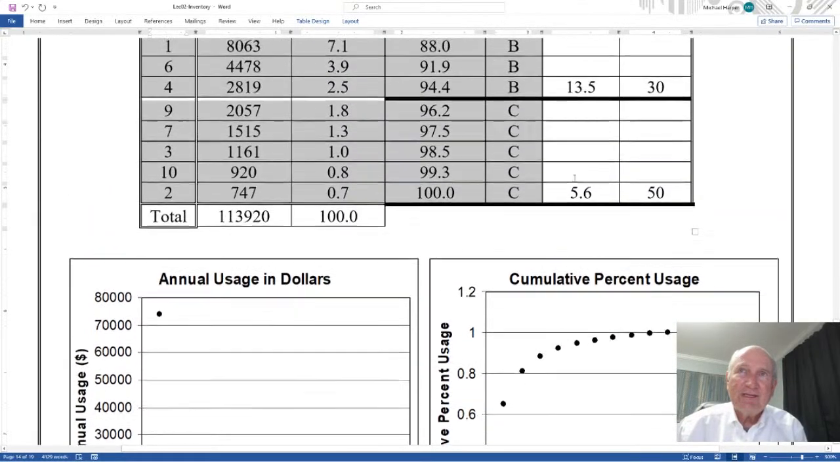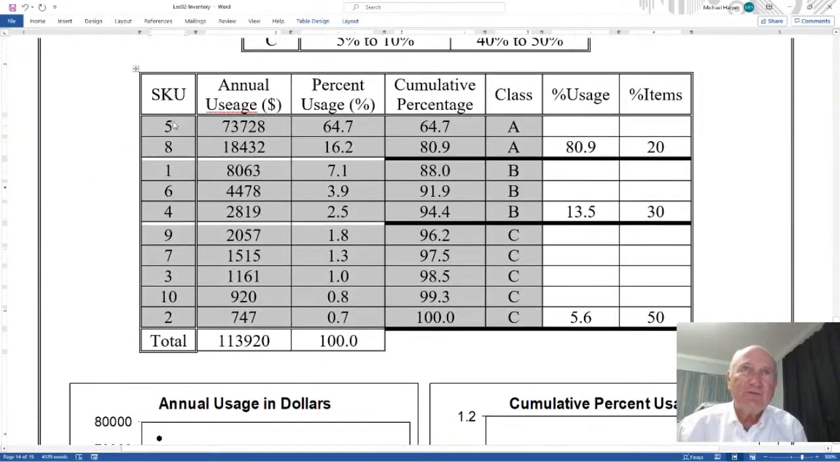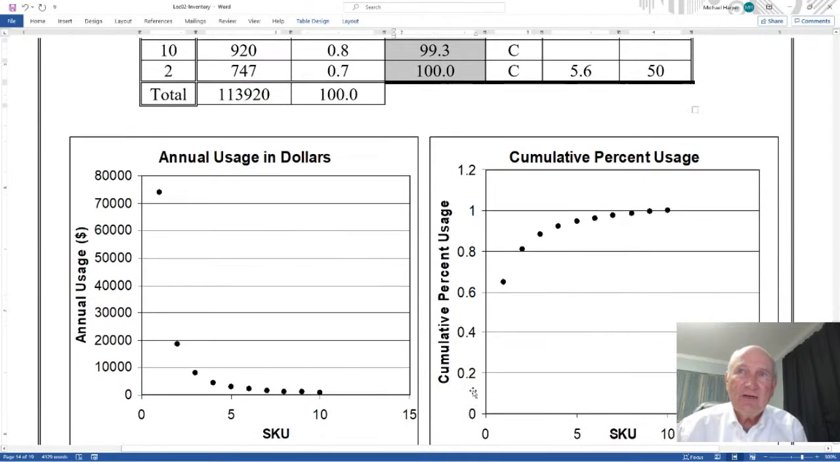So if we reorder these SKU items from 1 to 10, take the cumulative percentage, and plot this, you see a line. You have a line that looks like this. Well, 80% here is approximately 2 items. The next 10 to 15% is the next 3 items. Then you have your 5.